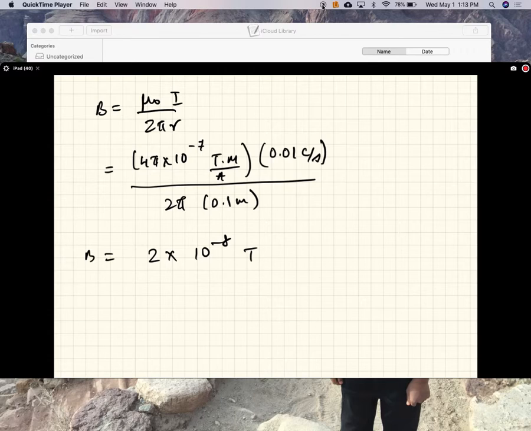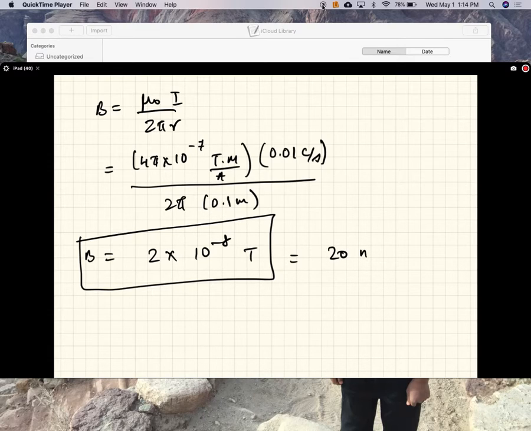Okay, so that's the magnetic field at that distance. Or we'll write it as 20 nanotesla. And that's roughly 1,000 times the Earth's magnetic field. Okay. Any questions before I continue?